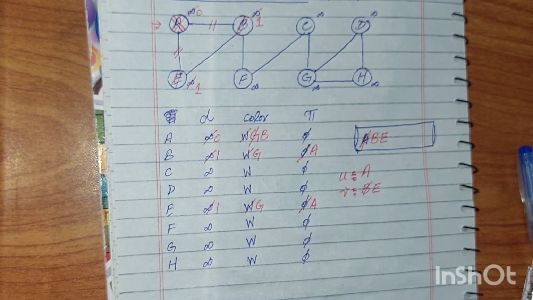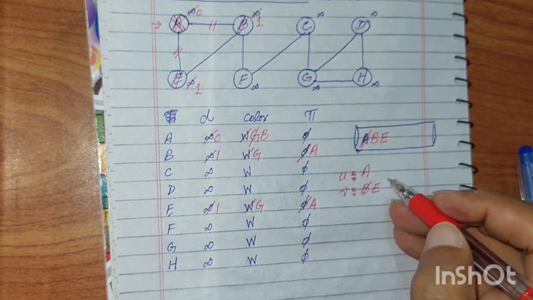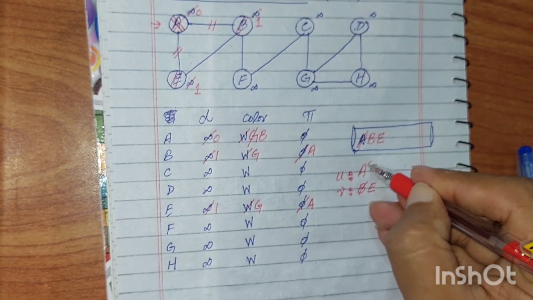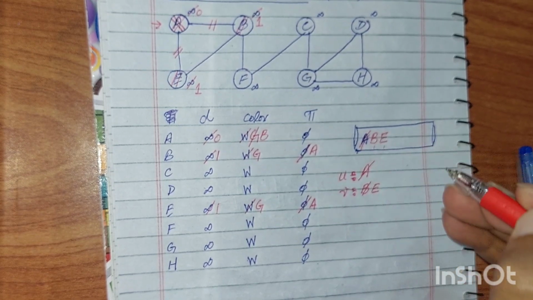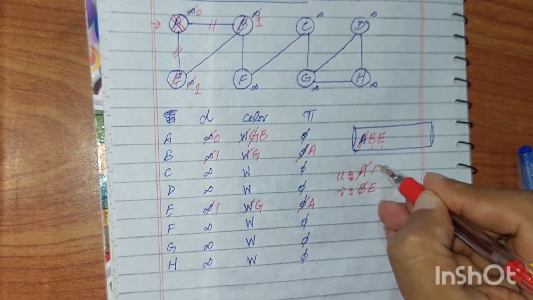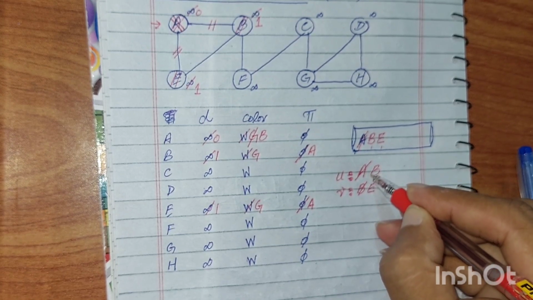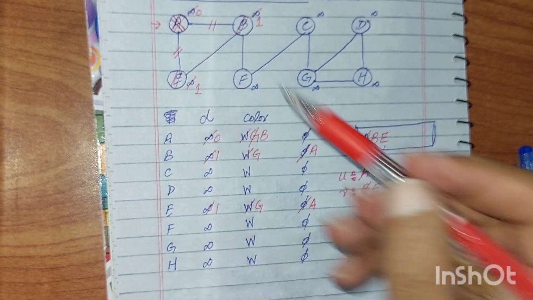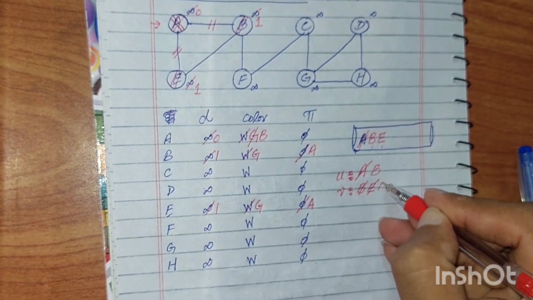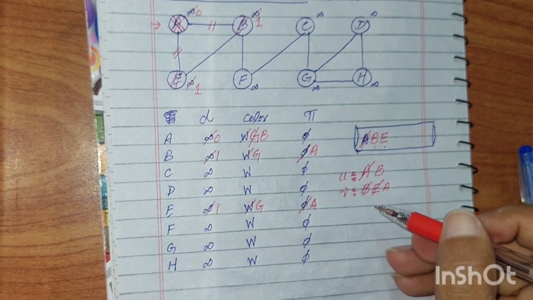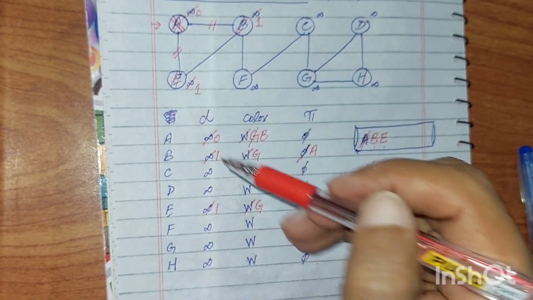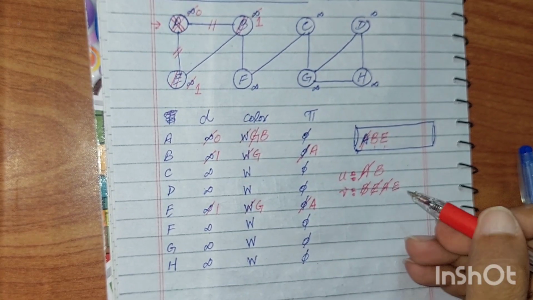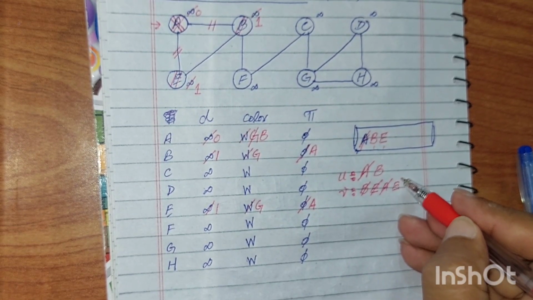Again we come to line number 10, and we dequeue an element and place it in u. Both have distance 1, so B will be here. Now we have to find all the neighbors of B. There is a neighbor of B that is A, but it is not white, so we'll skip it. There is another neighbor that is E, so again it is not white, so we'll skip it.